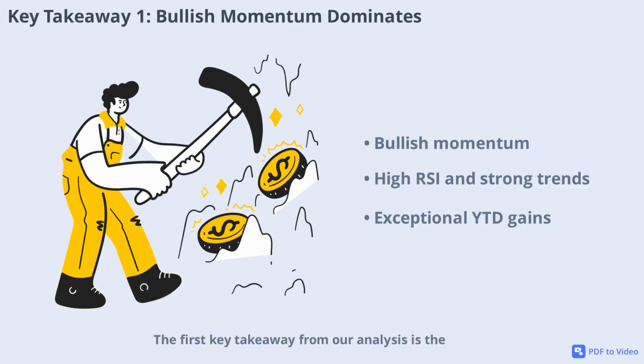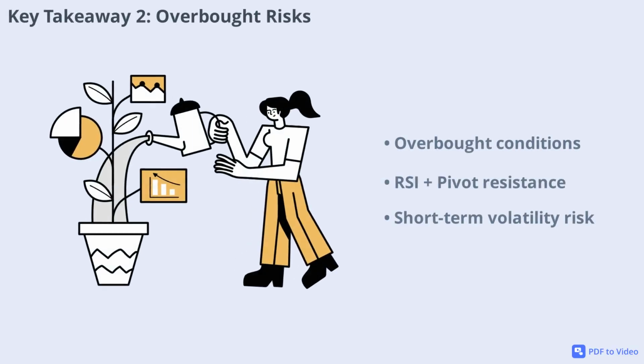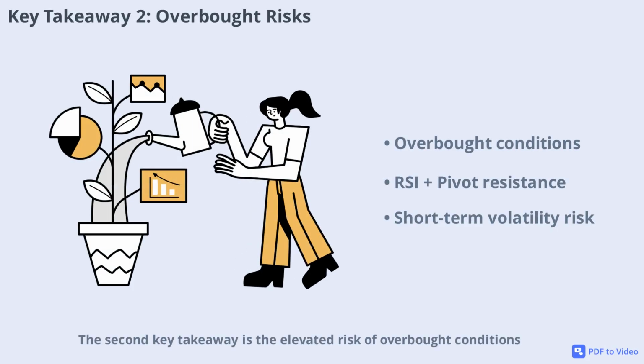First key takeaway from our analysis is the dominance of bullish momentum across the majority of analyzed stocks. High RSI values, strong or very strong trend ratings, and spectacular year-to-date returns all point to a market environment characterized by powerful upward movement. Stocks like RNA, SANM, and WBD exemplify this trend, delivering exceptional gains propelled by sustained buying pressure.